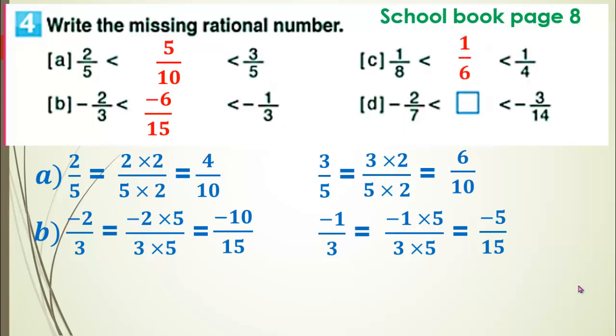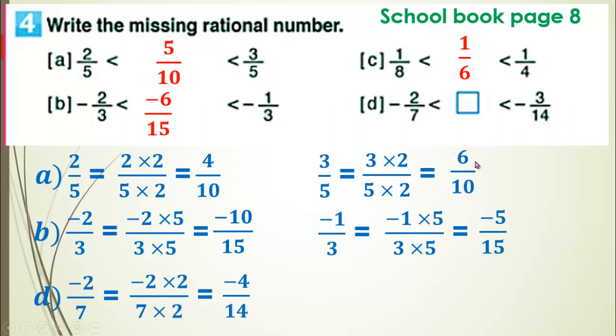Let's go now for number D. Number D, negative 2 over 7 and negative 3 over 14. As you can see, I have different numerators and different denominators. So let's work now on the denominator. Can 7 be 14? Yes, if I multiply the numerator and the denominator of this fraction by 2. So negative 2 over 7, if I multiply the numerator and the denominator by 2, I will have negative 4 over 14. Now I have two equal denominators. But the question is, are there any numbers included between negative 4 and negative 3?